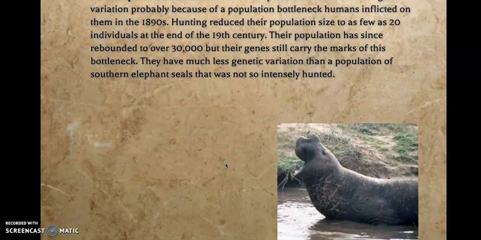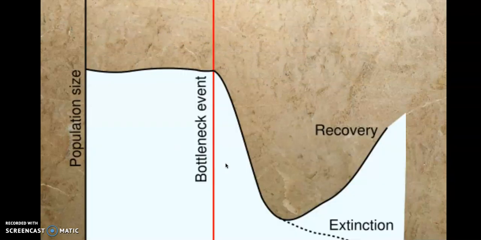Another example that actually happened in real life was with the northern elephant seals having reduced genetic variation. This is because humans inflicted heavy hunting on them in the 1890s. They reduced their population to as few as 20. Their population has since rebounded to over 30,000, but their genes still carry the marks of the bottleneck. They have much less genetic variation than the southern elephant seals, which were not so intensely hunted. This just gives you a chart of what happens.